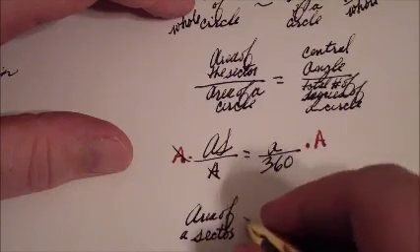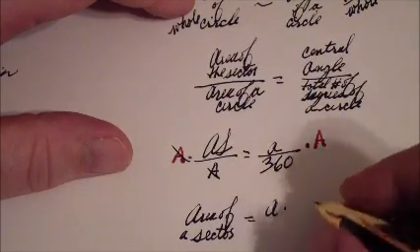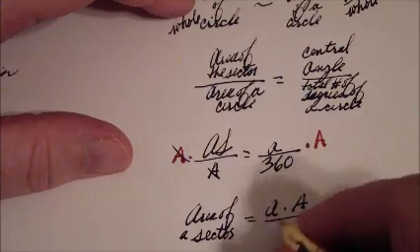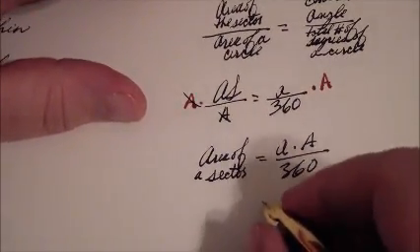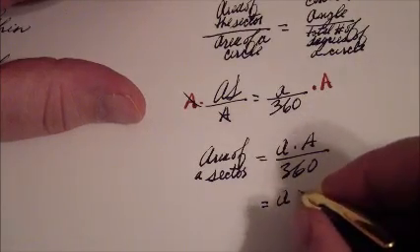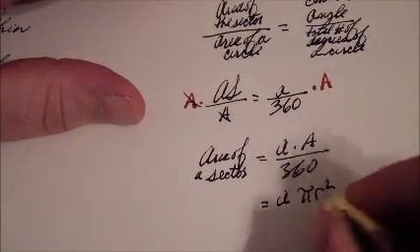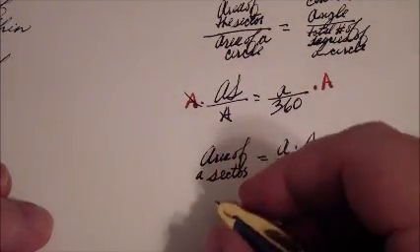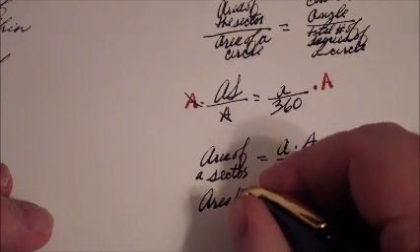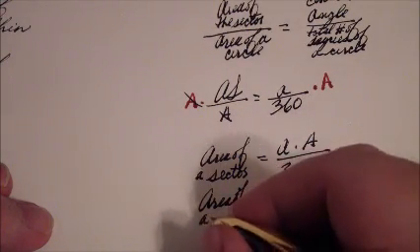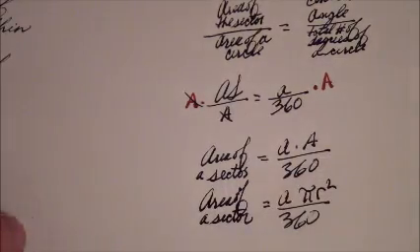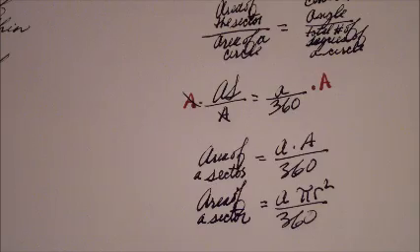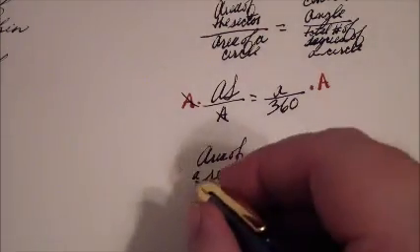These guys cancel. It is equal to A times the area over 360. Well, we know the area of a circle is going to be pi r squared over 360. And so that is the formula for the area of a sector. Let us see an example of this. So this is the formula.